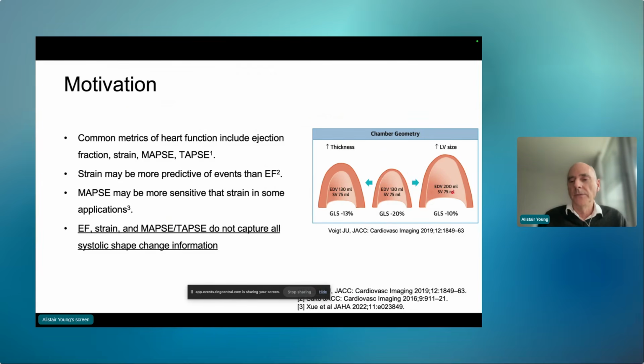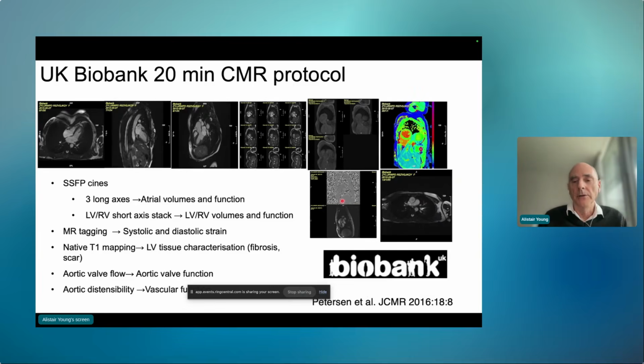You can see from this review article slide that ejection fraction doesn't really tell you the whole story. You can have an increase in left ventricular size and a reduced ejection fraction and a reduced global longitudinal strain, or you can have a thicker heart with normal ejection fraction but lower longitudinal strain. But actually, these commonly used metrics don't capture all the systolic shape information that's available in cardiac MRI.